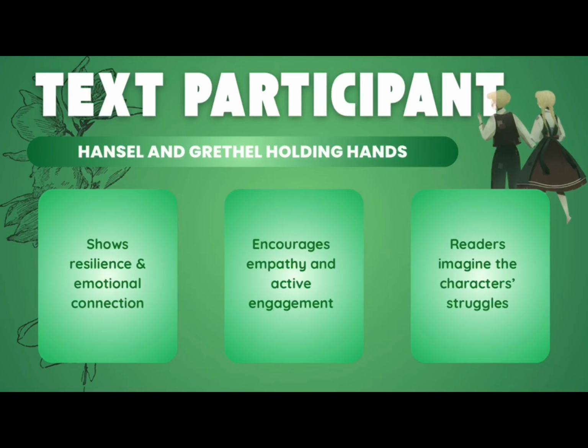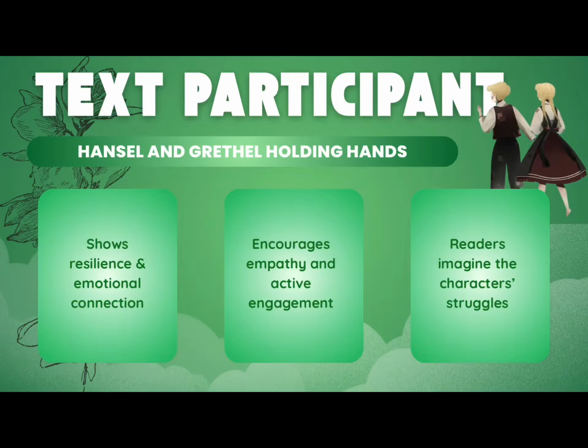The second one is text participant. This visual emphasizes the children's resilience, cooperation, and emotional connection. Holding hands reflects their mutual support while facing danger, abandonment, and fear. The text participant role involves engaging with the story emotionally and socially. By seeing the children united, viewers are invited to empathize with their experiences and imagine themselves in the characters' position. It encourages emotional participation, helping readers connect to the story on a personal level.